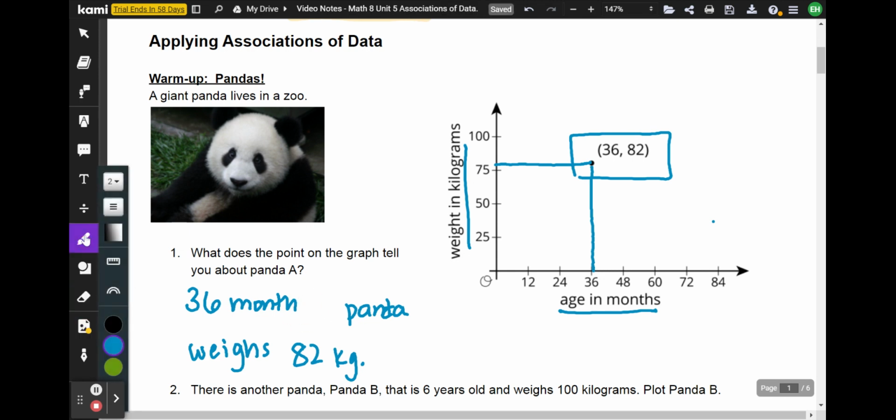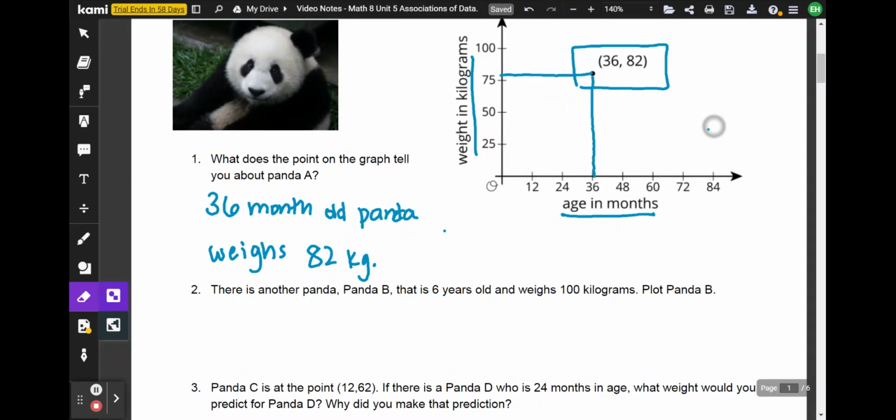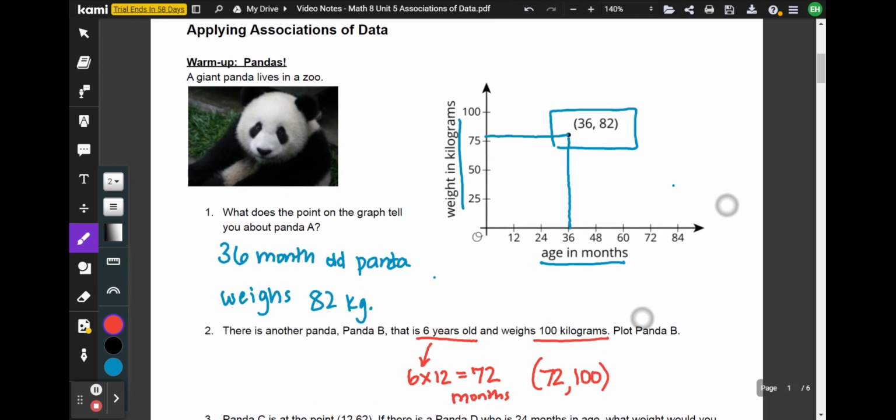I'm going to move that word "old" a little spaced out. Okay. Then it says there is another panda, B, that is 6 years old and weighs 100 kilograms. So then we're going to put that on the graph. So 6 years old and 100 kilograms. Well, it looks like they're doing it in months. So we need to do 6 times 12, which is 72 months. So we need to find the ordered pair, 72 months and 100 kilograms.